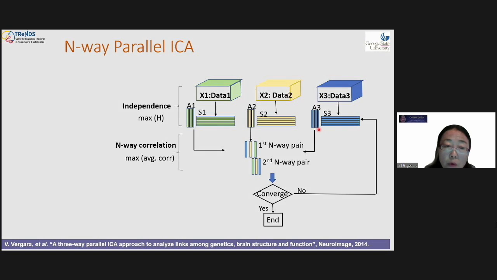Now we move to the N-way parallel ICA. The rationale to design this approach is that in current practice, it's very common to collect multiple data sets, like structural MRI, functional MRI, DTI, or genetics or epigenetics. So we want to have a method to analyze the data simultaneously. We designed this N-way parallel ICA using 3 data sets as an example. For data sets 1, 2, 3, we have 3 ICAs in parallel, and each ICA is trying to identify components within each data set. In the process, we match the loading matrices, loading A1, A2, and A3.